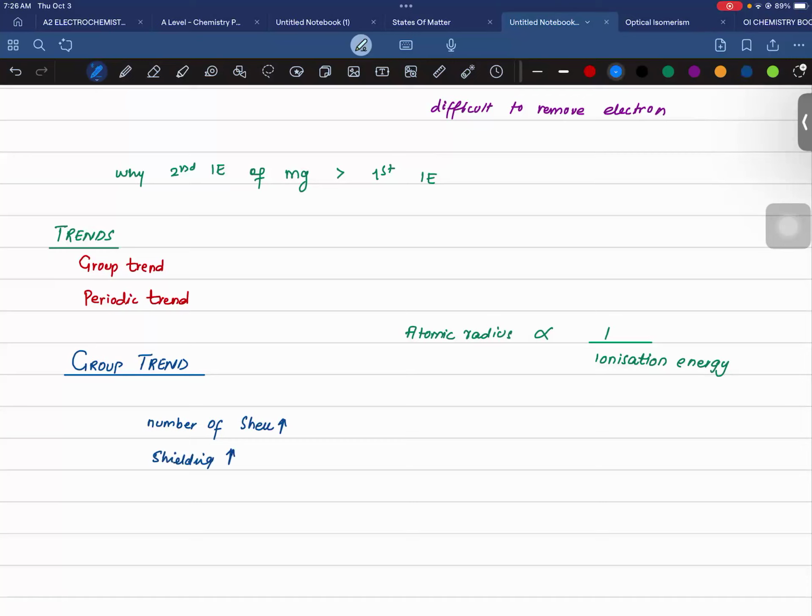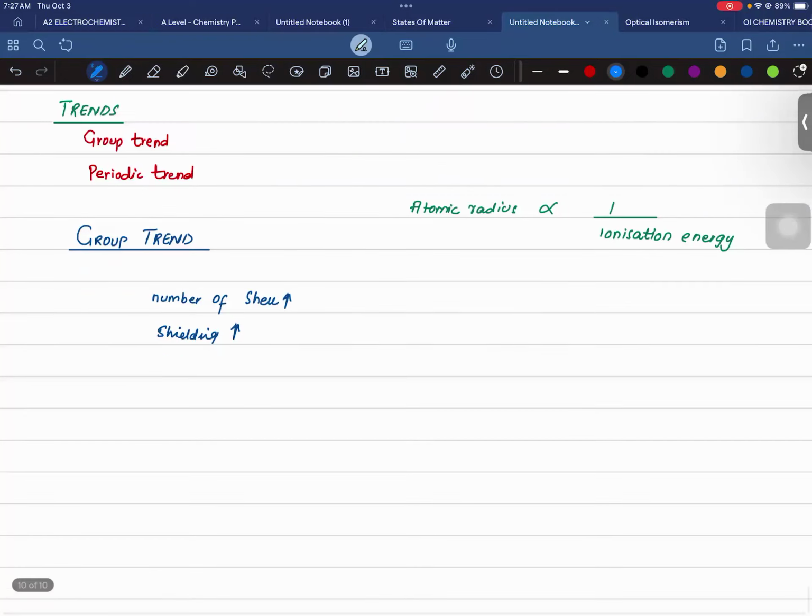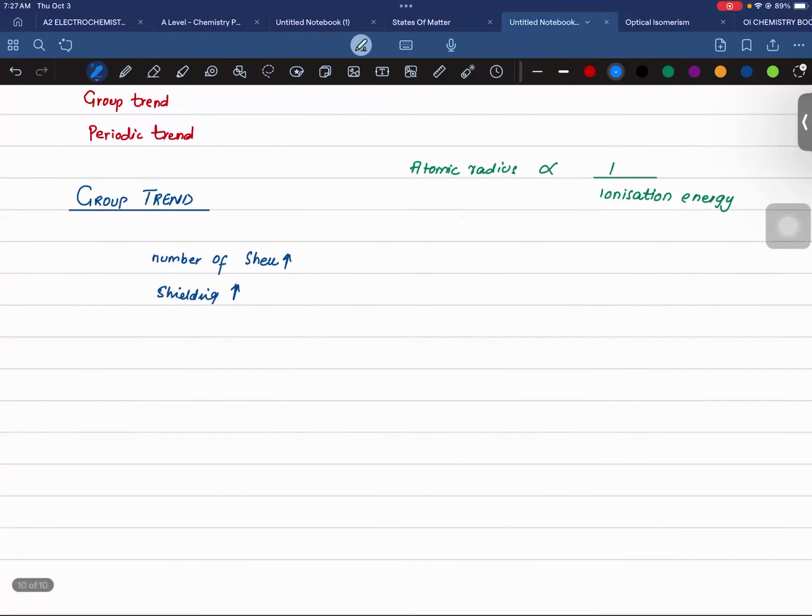As you know, in lithium the proton number is 3. When you draw the electronic structure of lithium, you would be drawing only 2 shells. For sodium, you would be drawing 3 shells, and for potassium, you would be drawing 4 shells. When the number of shells increases, it means the shielding is going to increase. Shielding is basically the repulsion effect between the electrons, so it increases with the increase in the number of shells.